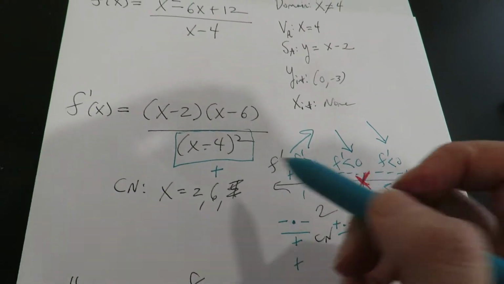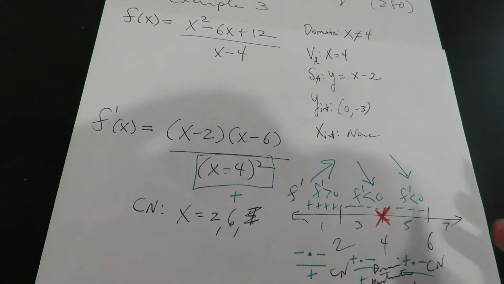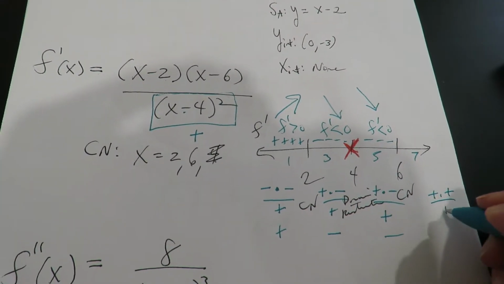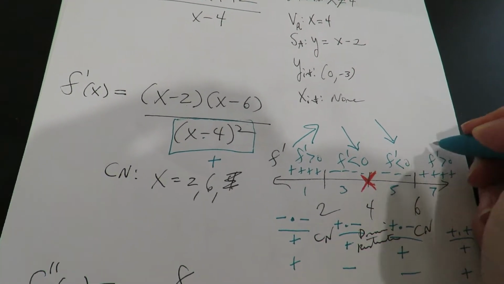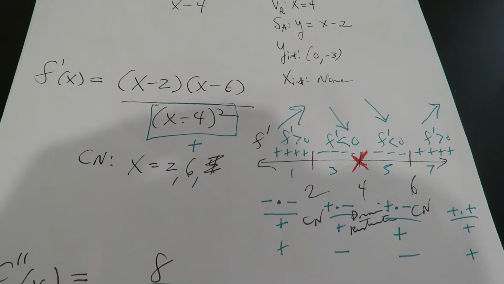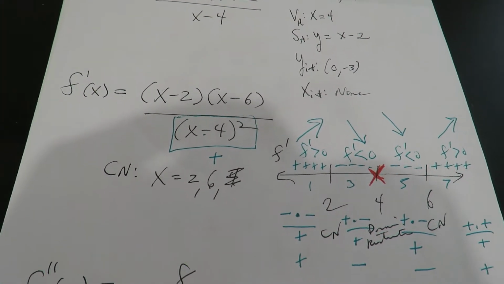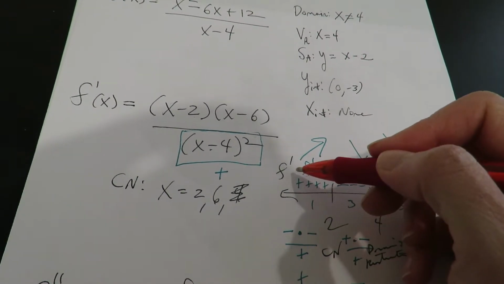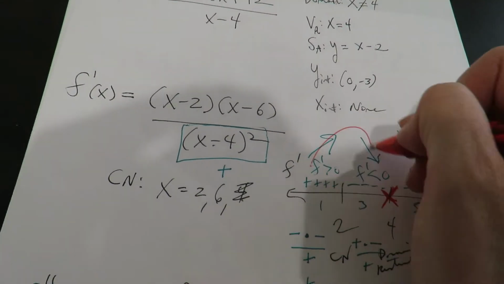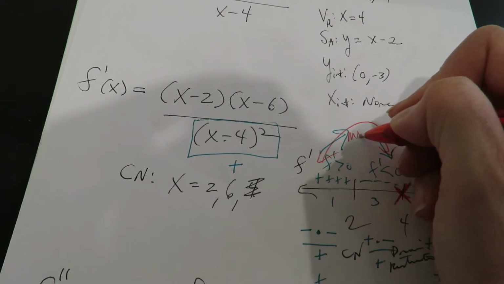Okay, when I plug in a 7, positive, positive, and that's always positive. Positive, positive, positive, overall positive. Okay, great. Now let's go in and find any max and min. So at this critical number, on the left I go up, on the right I go down. So this right here is a max.